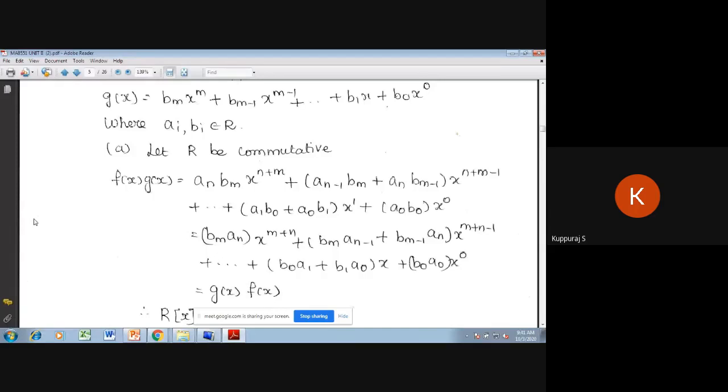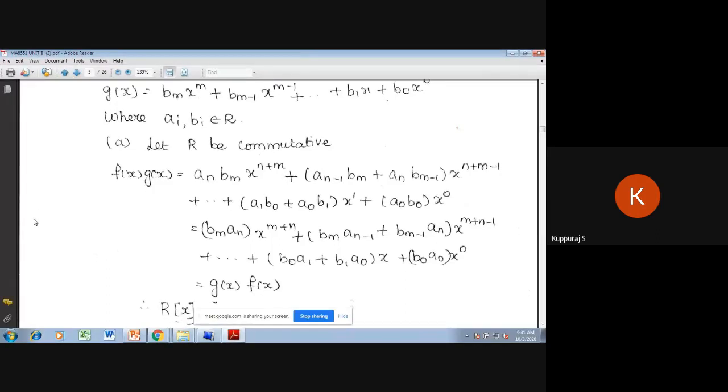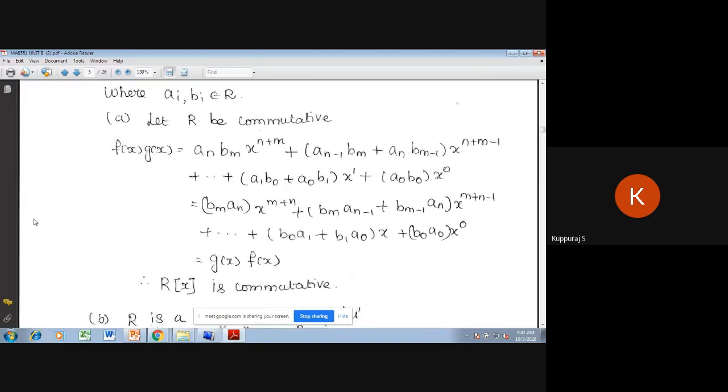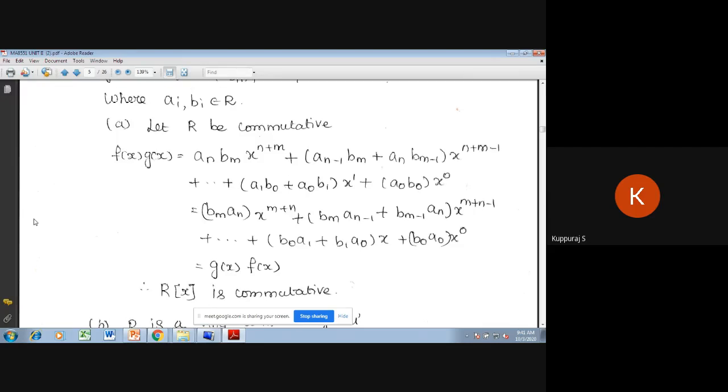So now look at the polynomial. So f of x into g of x is equal to g of x into f of x. Okay. So we proved f of x into g of x is equal to g of x into f of x, which means the polynomial ring R of x is commutative. Okay. If R is commutative, then R of x is also commutative. Then the second corollary.